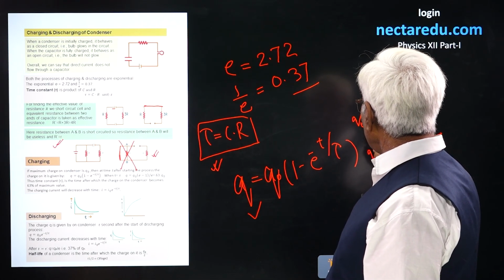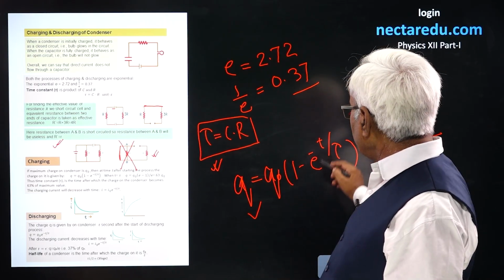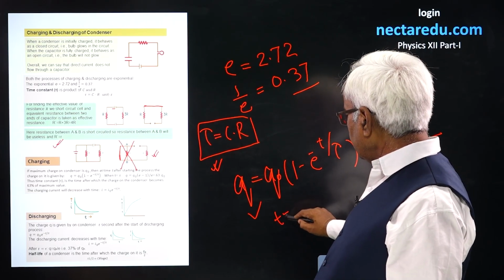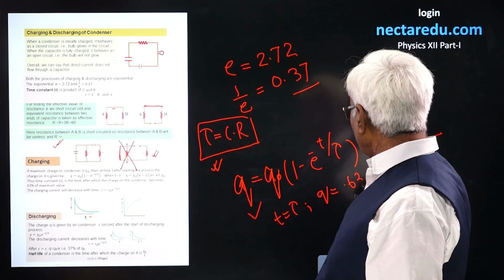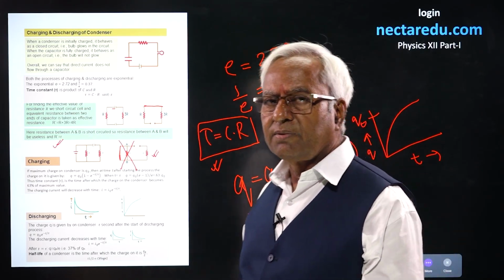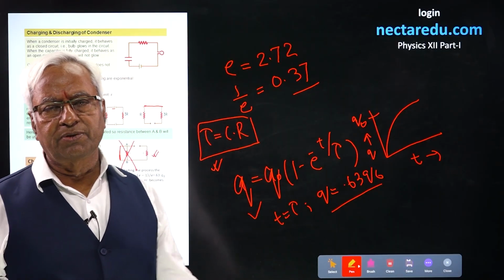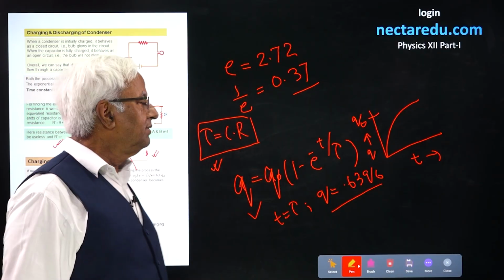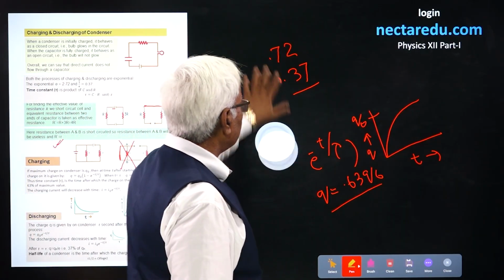Q0 is the maximum value of charge, and this is time. You put here t equal to tau, you'll find this charge equal to 0.63 Q0. So you might say that the time constant is the time after which the charge becomes about 63% of the maximum charge. Likewise, you can write regarding the discharging process.